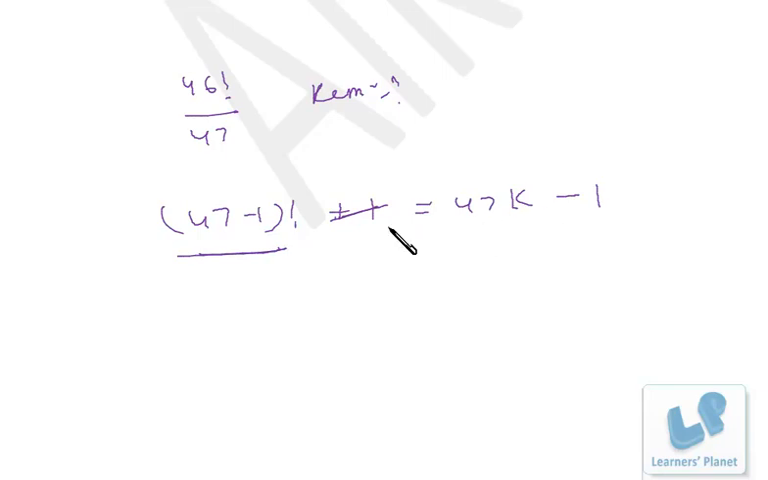So if you divide this expression by 47, the remainder will be minus 1, because here it is 47k, so the remainder will be 0. So finally the remainder will be minus 1. That means if this expression is divided by 47, the remainder will be minus 1. So the positive remainder will be 47 minus 1, that is 46. It is as simple as that, a simple application of Wilson's theorem. Okay, so I'm sure you are clear with Wilson's theorem as well.